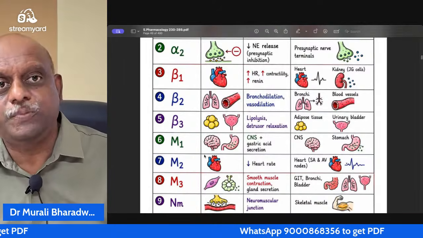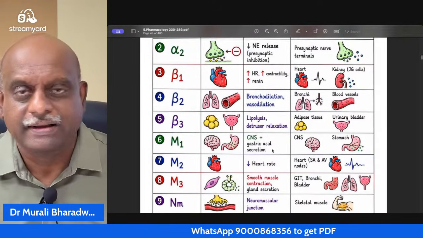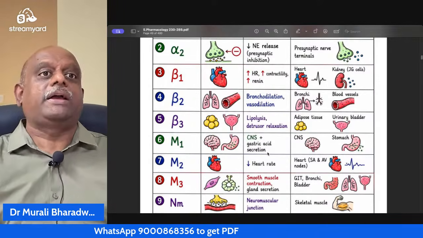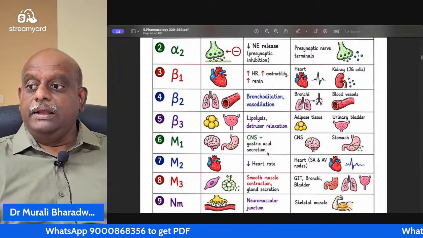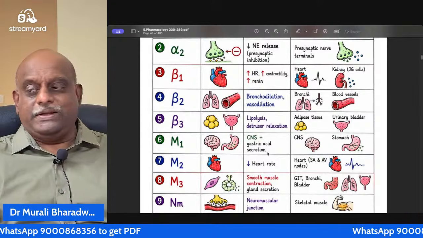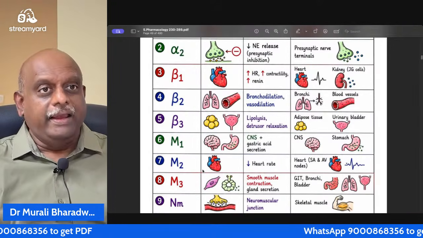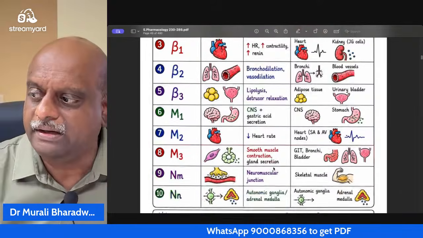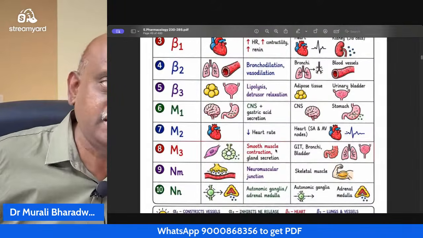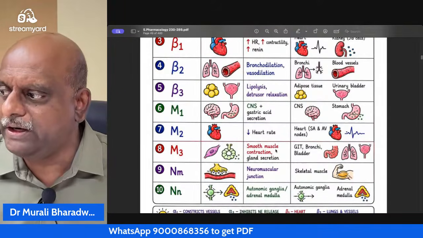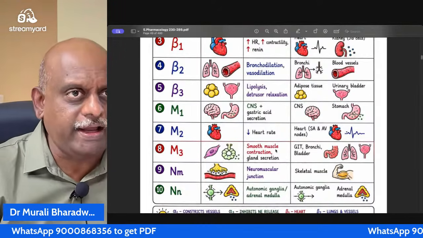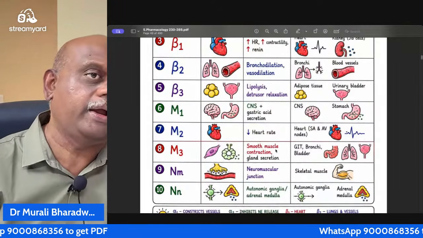M1 is present in the CNS and stomach, and typically it leads to gastric acid secretion. M2 is present on the heart, AV node and SA node, and it decreases heart rate. M3 is on the smooth muscle, leading to its contraction: GIT, bronchi, bladder, everything.